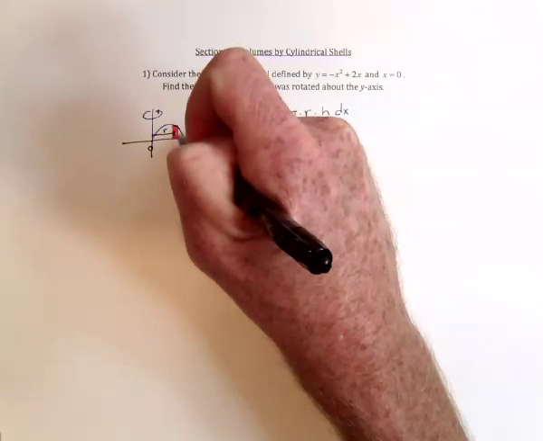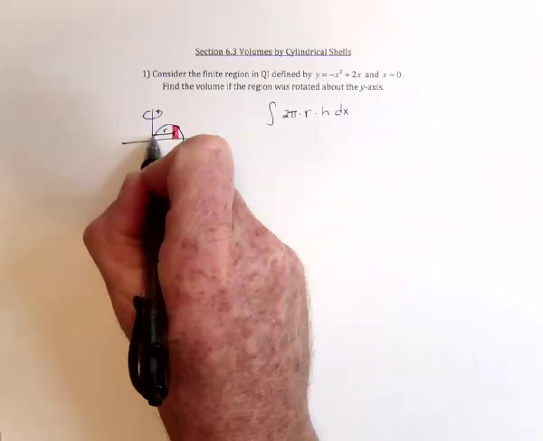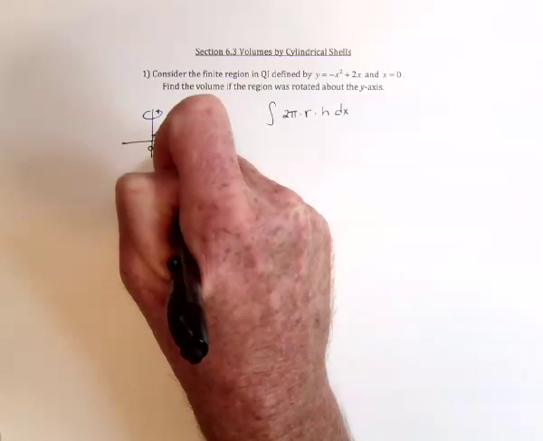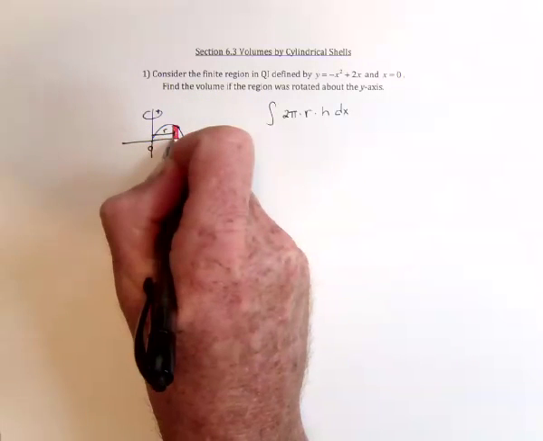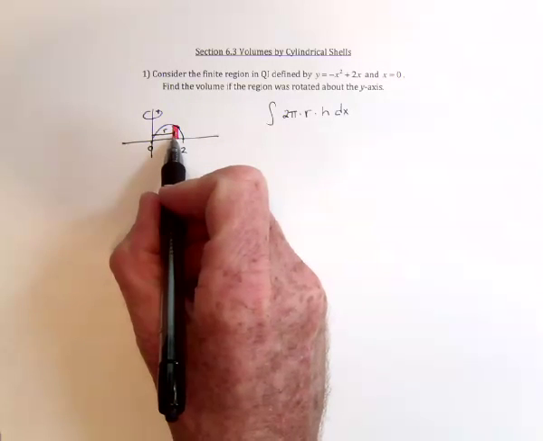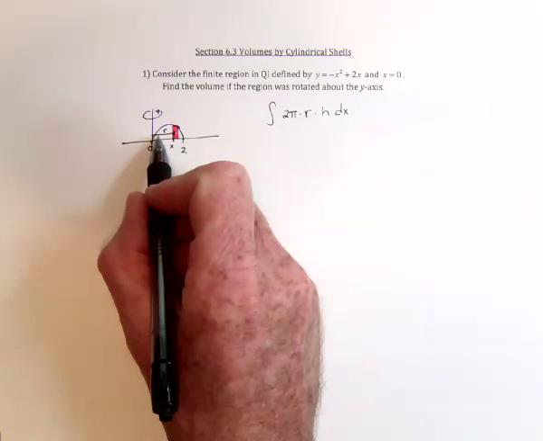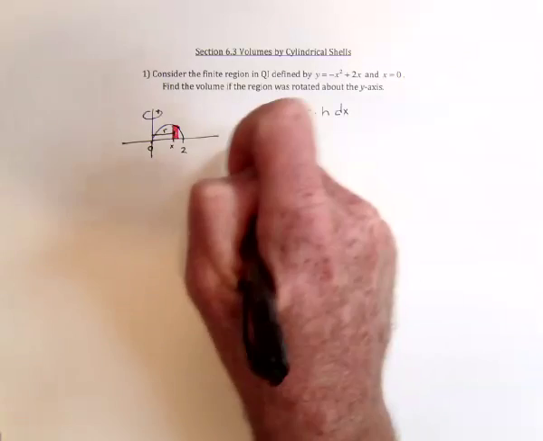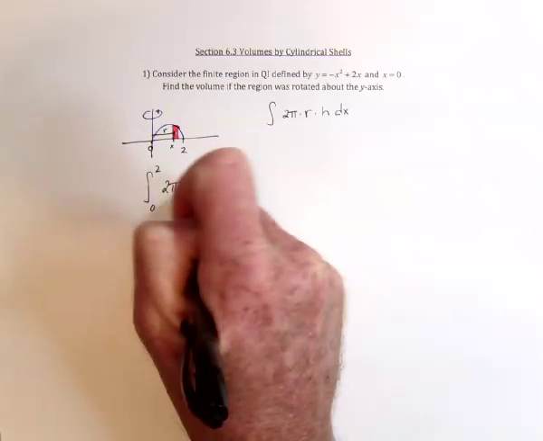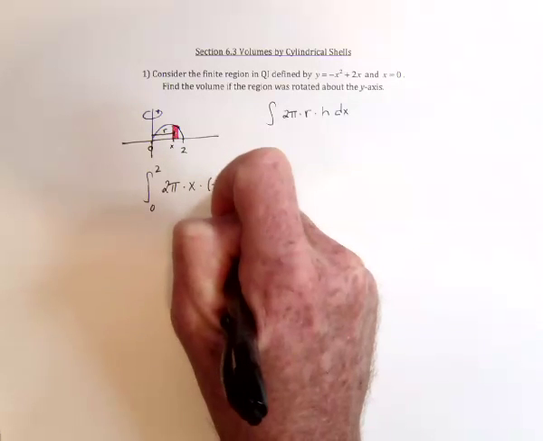And then the height is given by the height of the function. So we'll have, well, this length right here is this length right here, in other words, x. So x, and then x ranges from 0 out to 2. Thus moving this little red rectangle from here on the left over and over until 2. So we'd have integrate from 0 to 2, 2 pi, the radius is x, and the height is given by the parabola.